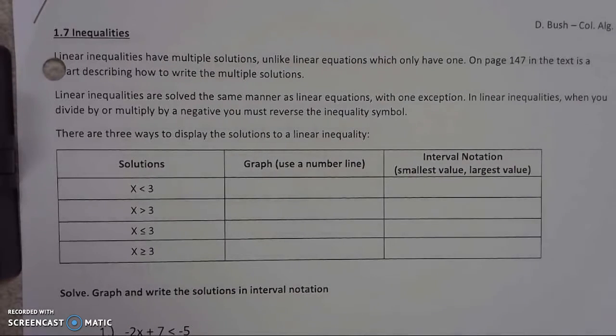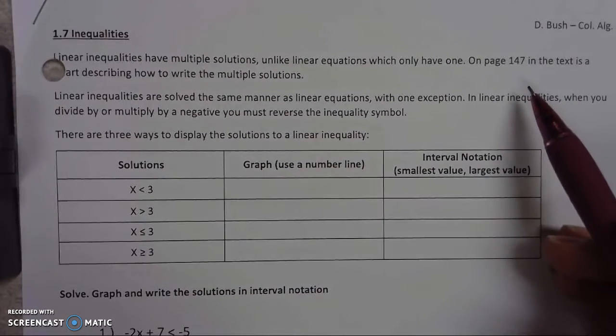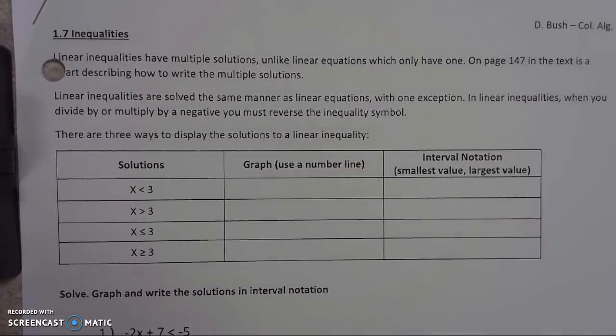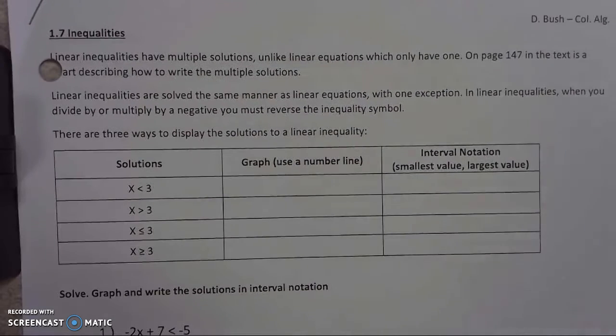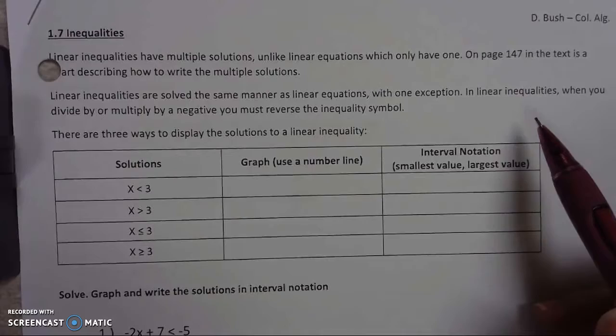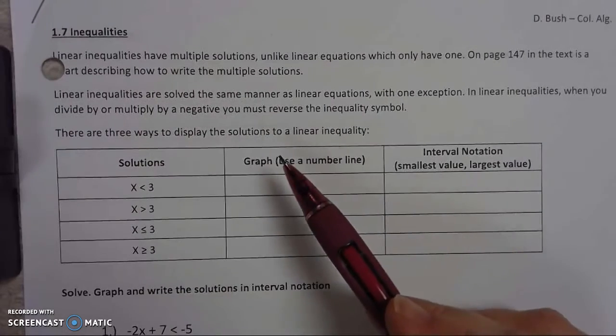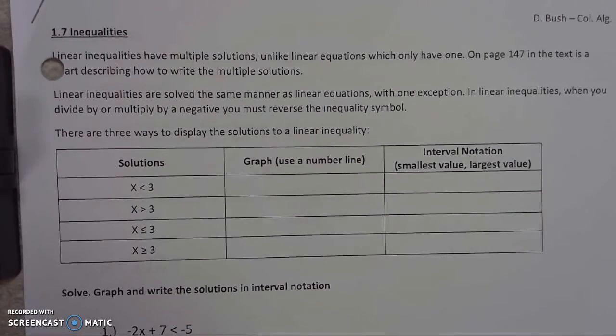Now, if you'll look on page 147 in your textbook, there's a chart that describes how we're going to write these multiple solutions. So if you ever get confused, go back to page 147, and there's a chart there. Now, to solve linear inequalities, we do it in the same manner as linear equations with one exception, and that exception is when you divide or multiply by a negative, you have to reverse the inequality symbol.